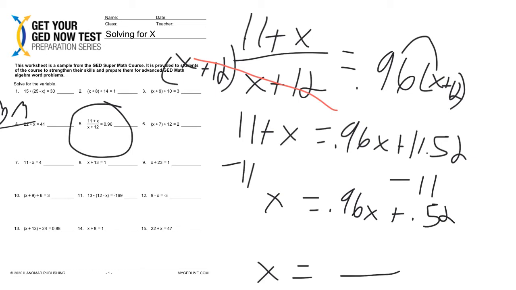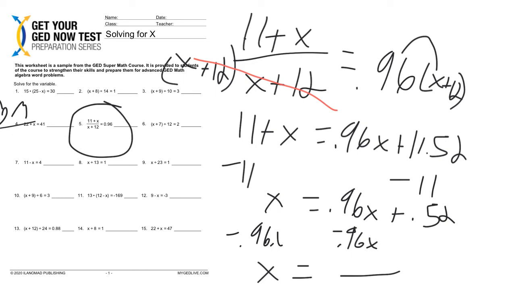Now, the next thing I want to do, I want to combine like terms, and so x and 0.96x, they're not the same, but they're like because they both include the variable x. So I want to move this by doing this opposite. So I'm going to do 0.96x as a subtraction. And again, because I do it to that side, I also come over here and do it to that side. So then that's going to leave me over here.